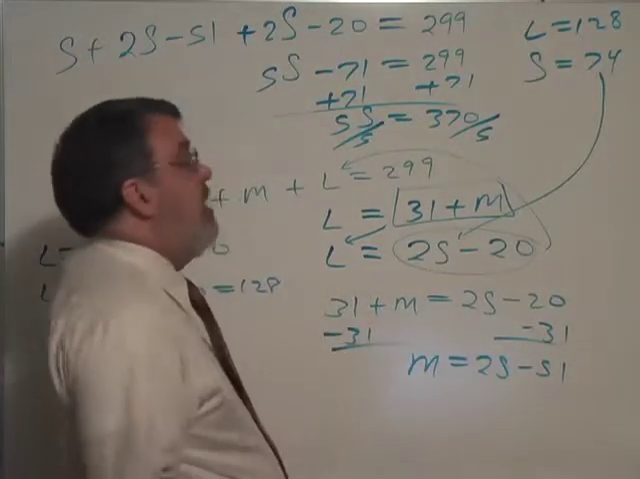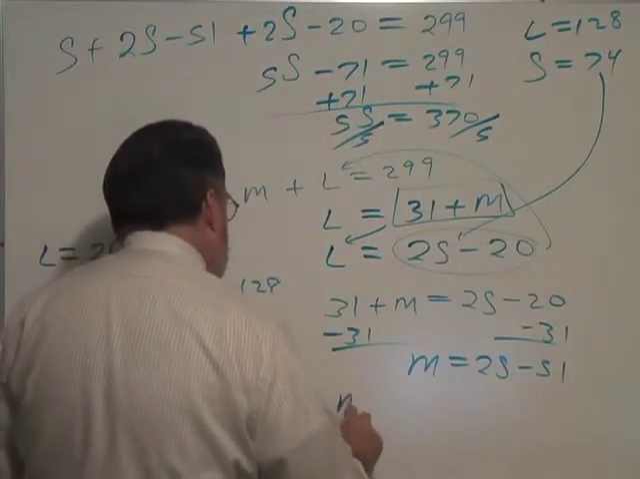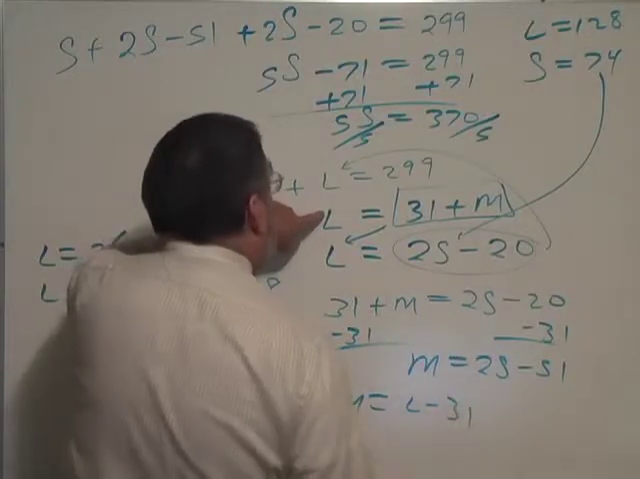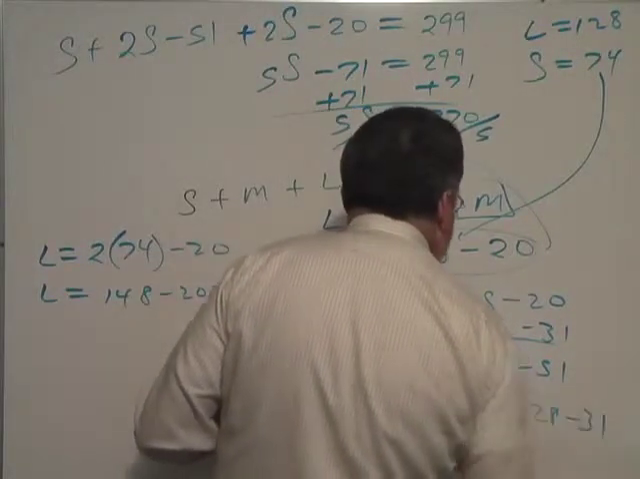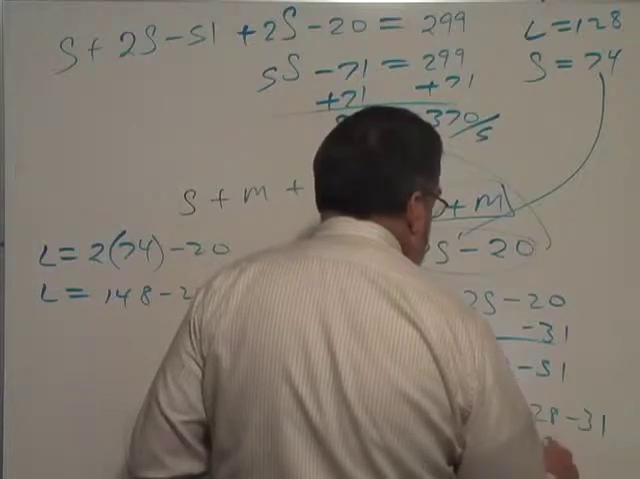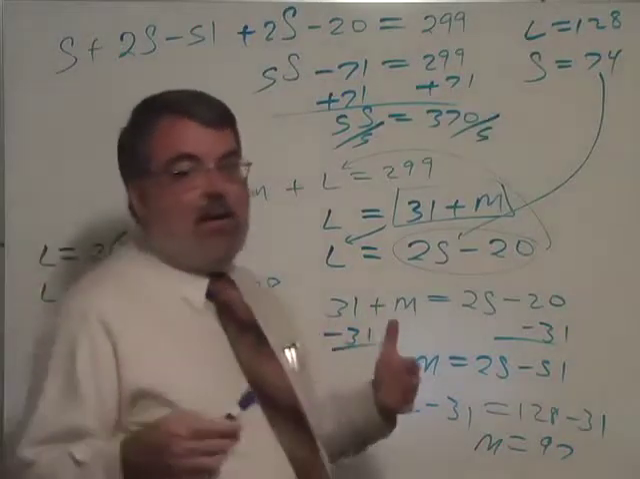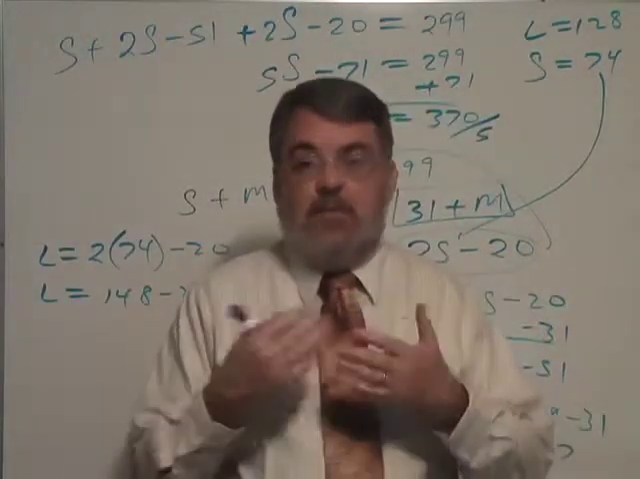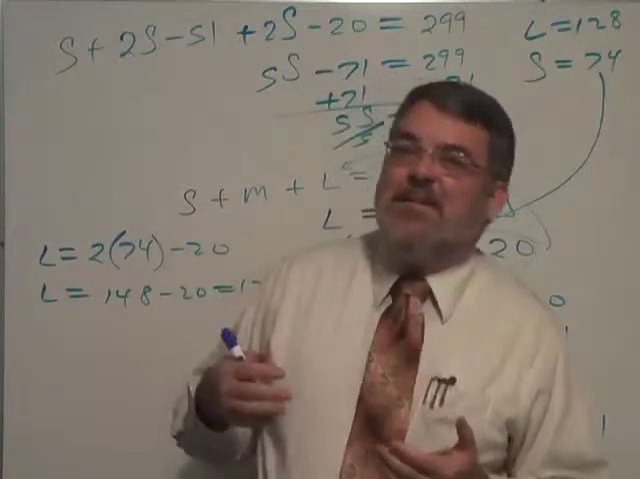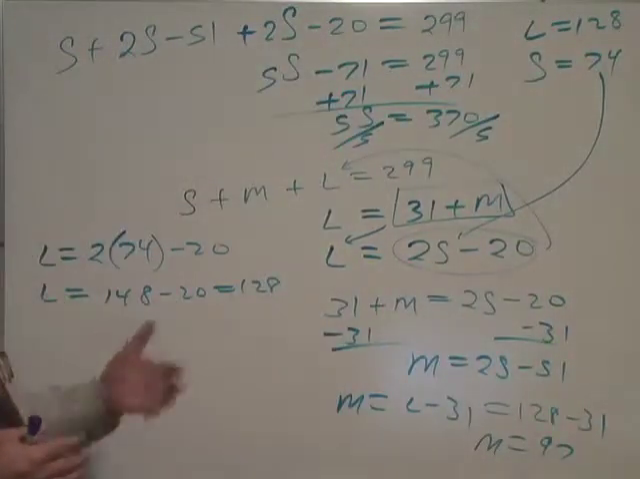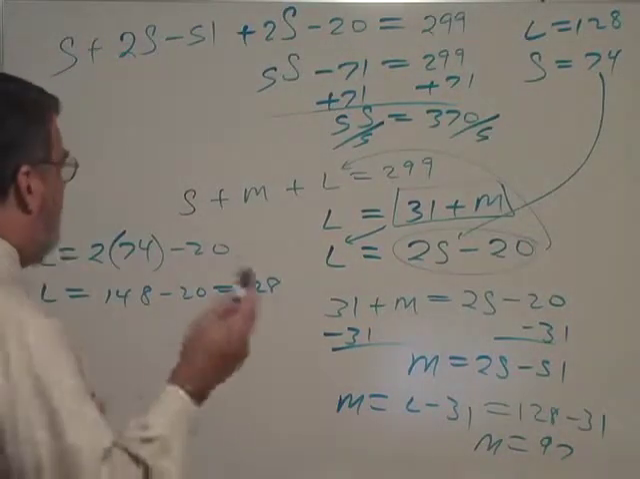And finally, M. The three numbers have to add up to 299, or I could use this: L is 31 plus M, which means that M is L minus 31, 31 less than L. So that would be 128 minus 31, which is 97. Okay, so we have an answer. And I would suggest you go back and check in the words of the problem. Do the three numbers add up to 299? Is the largest 31 more than the middle number? Is 2 times the smallest minus 20 equal to the largest number? Because I know the answer to this problem ahead of time, I know these answers are correct. But you should check them.